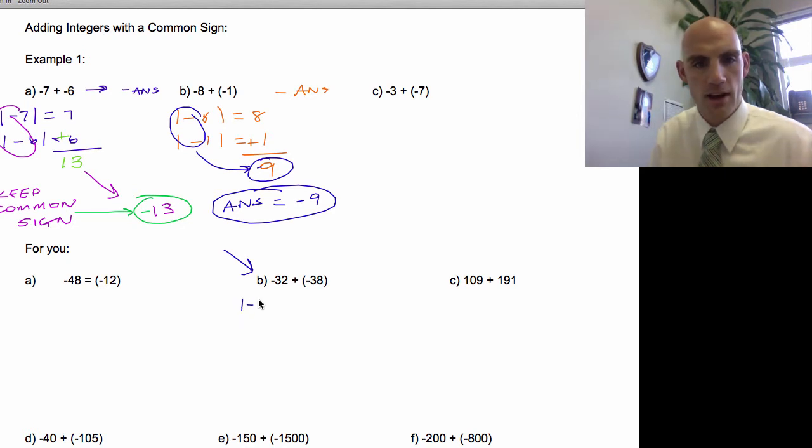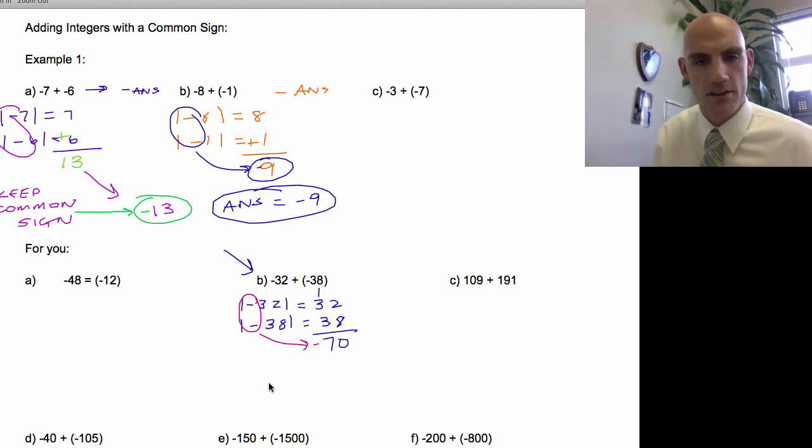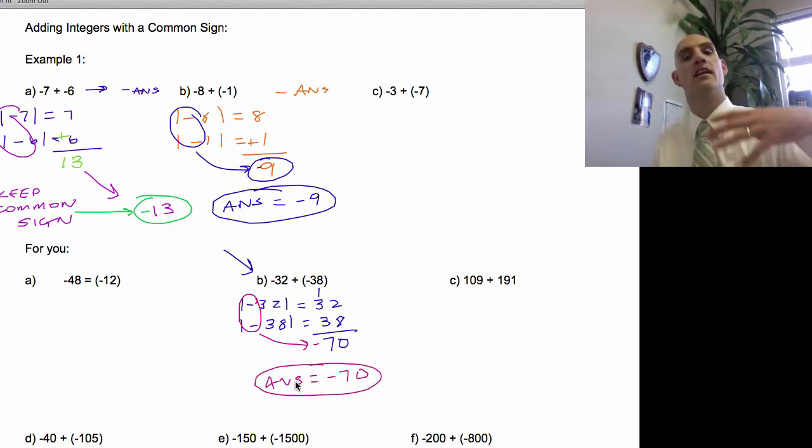So the absolute value of negative 32 equals 32. The absolute value of negative 38 equals 38. When I add these two things together, 0, carry 7, 70. And I've got that common sign here, right? So my answer is negative 70. And it makes sense because I'm adding negative stuff to more negative stuff.